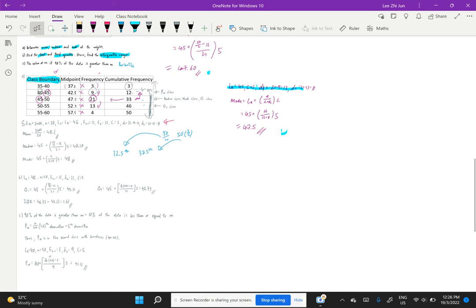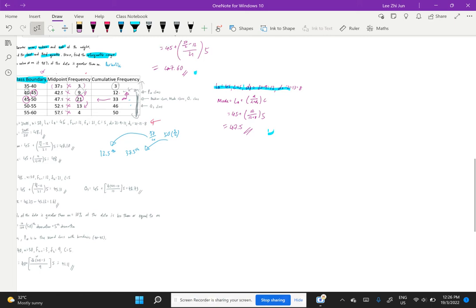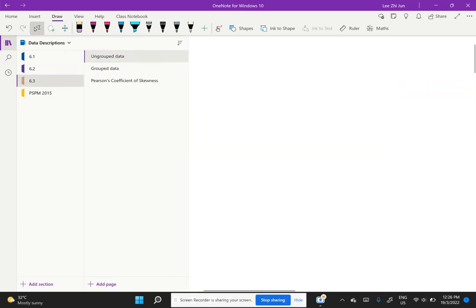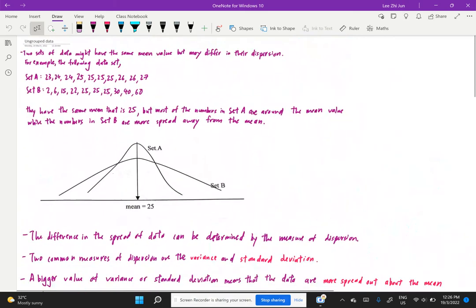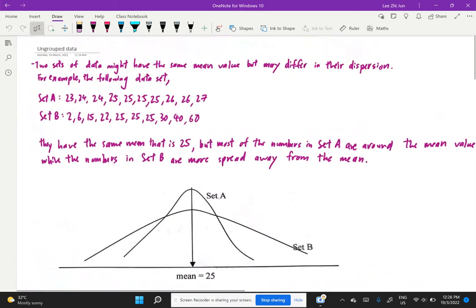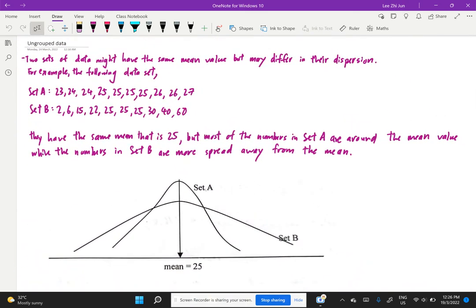You can take a look. 5, 4, 3, 2, 1. Okay, so we go to 6.3. For 6.3, we will learn about variance and standard deviation and the Pearson coefficient of skewness. So we go to the ungrouped data of the variance and standard deviation. So let me do some introduction.